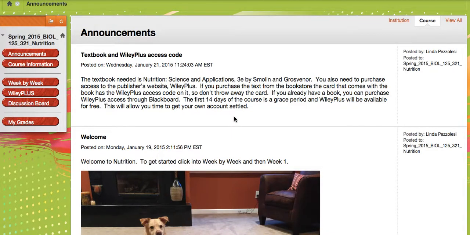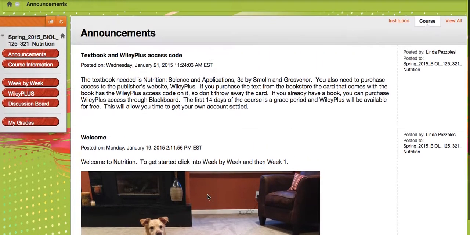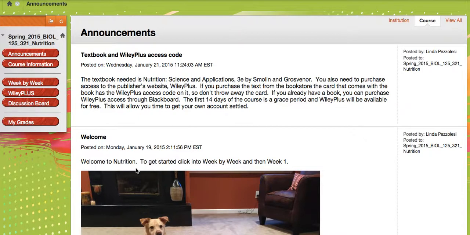Okay, so this is what you should roughly see when you open up 125, which incidentally, I have two online nutrition courses. So if ever you send me emails, if you could please identify that you're in 125, that would be really helpful. Okay, so you'll get announcements, which in this case right now it's talking about your textbook, and then you have my dogs, which may or may not stay there the whole time.